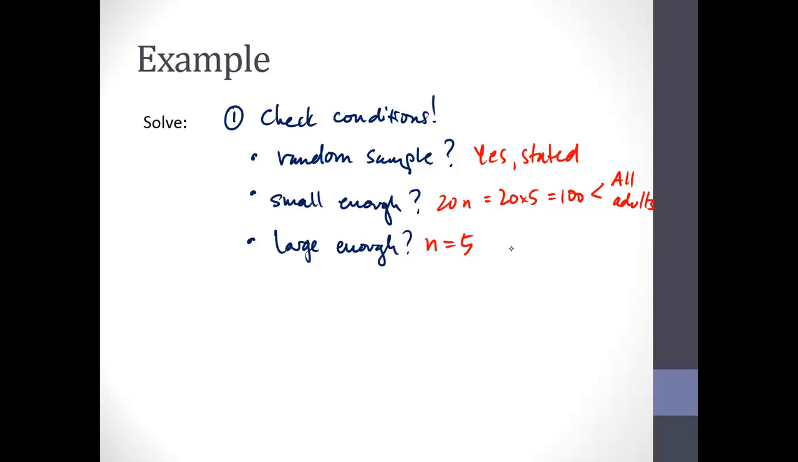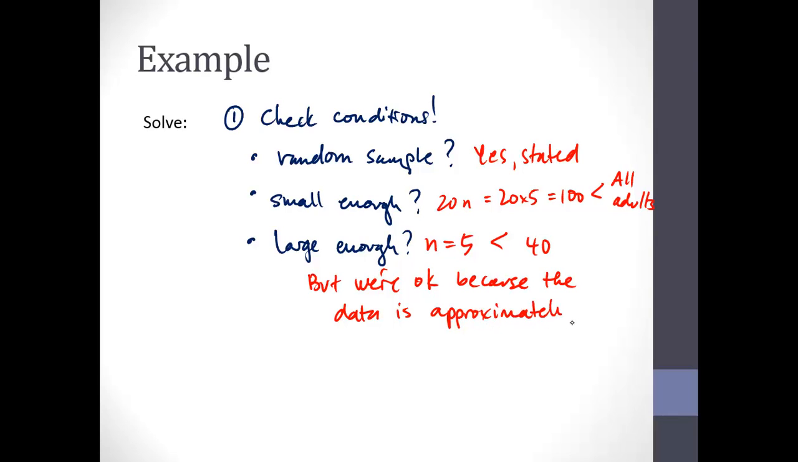So n equals 5, which is less than 40. So we need to think about, is it okay? But we're okay because the data is approximately normal. So a check, check, and a check. Good to go there.